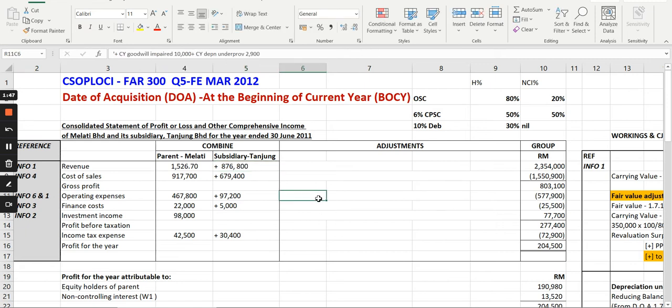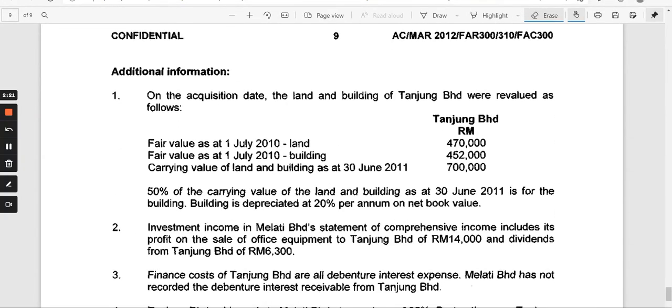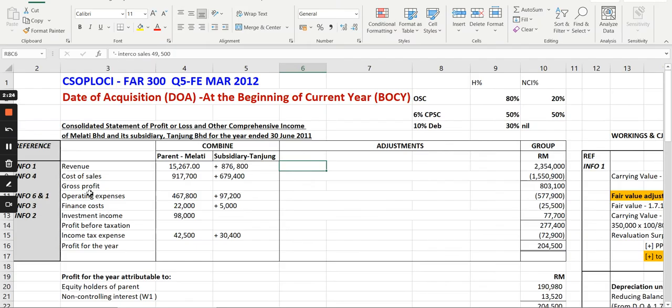After you have done that, we have already done the combination part, where we combine the income and expenses. What we will be doing now is incorporating the adjustments that we have done. Starting with the information that will affect the first line item in the SOPL, which is revenue. If you look at the information on revenue here, it was information number 3.